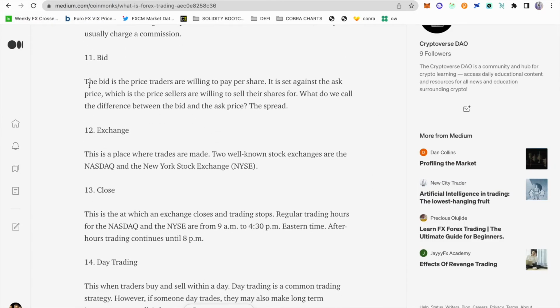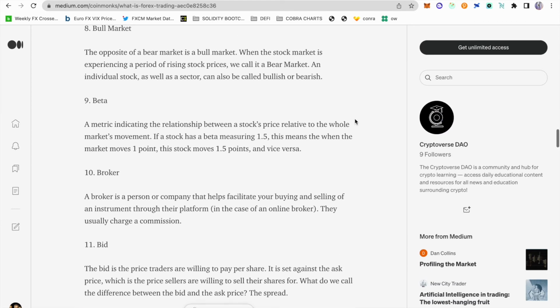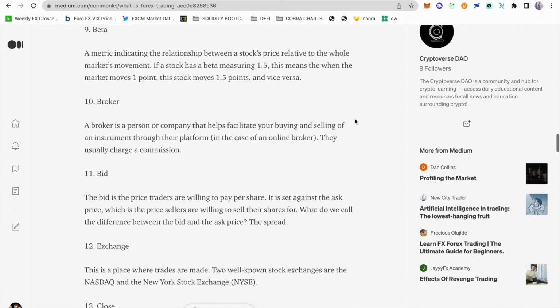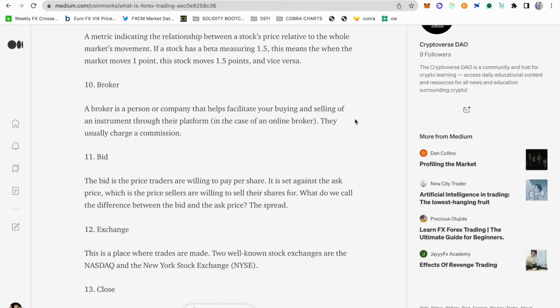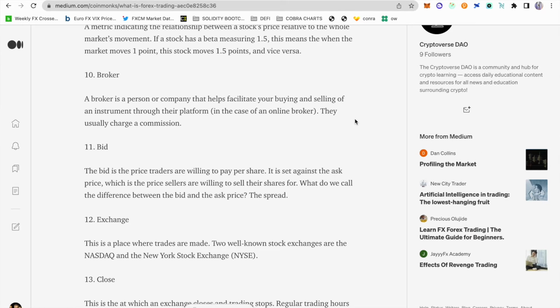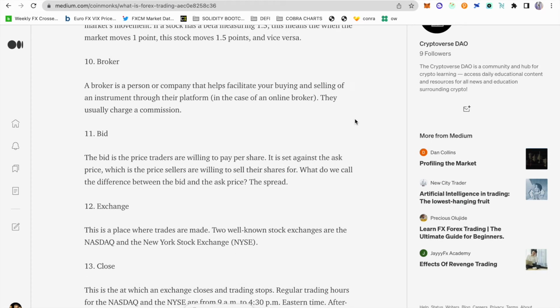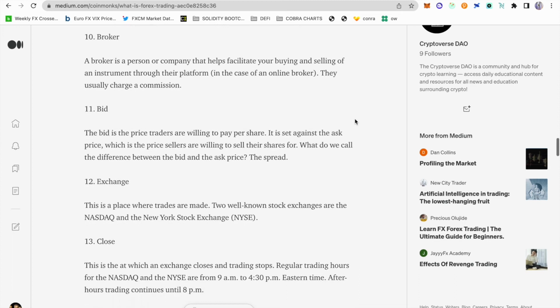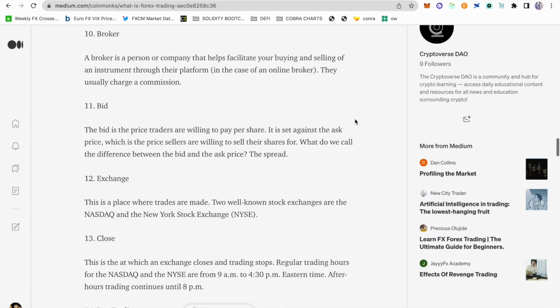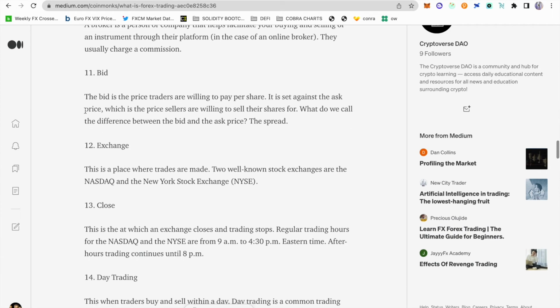Bid. This is important. The bid is the price traders are willing to pay per share. It is set against the ask price, which is the price sellers are willing to sell their shares for. What do we call the difference between the bid and ask price? The spread. So bid and ask is basically, in other words, buys and sells. The bid is the price that you want to buy at, and the ask is the price that you want to sell at. So that's what a bid and ask price is.